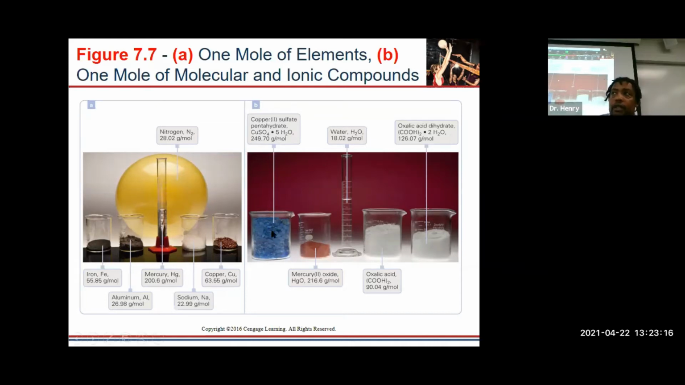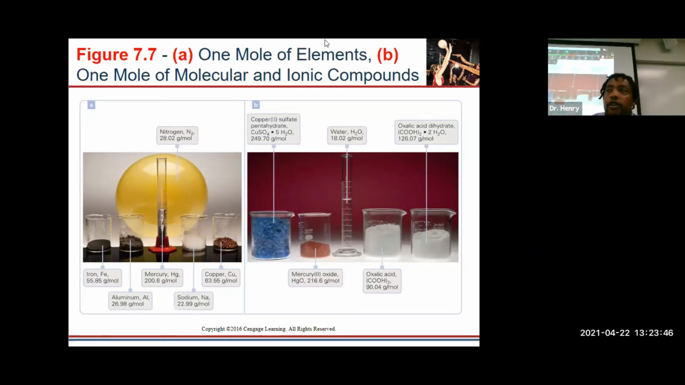That's the same thing here with these compounds. The copper 2 sulfate pentahydrate, that's a mole of copper 2 sulfate pentahydrate. That's a mole of mercury 2 oxide. That's a mole of water. That's a mole of oxalic acid. And this is a mole of oxalic acid dihydrate.